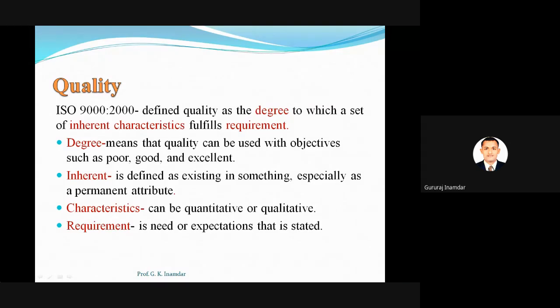So next, quality again, ISO 9000:2000 defines quality. Okay, now these are all the definitions. Defined what is ISO? Anyone? What is the long form of ISO?